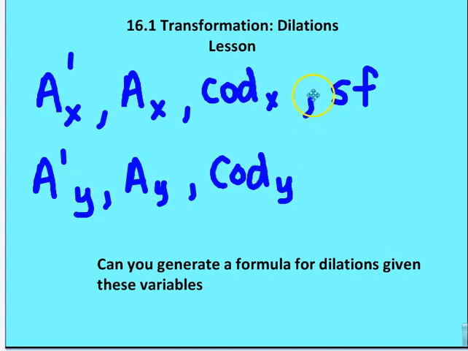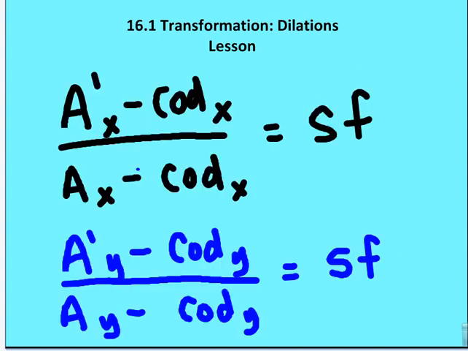I want you to see if you can write some equations for this, and I'm going to show you what I've generated. All right, so these are some formulas that I've used. A prime x minus center of dilation x, over A sub x, the x value for the pre-image, minus center of dilation x, is equal to your scale factor. You can evaluate this.